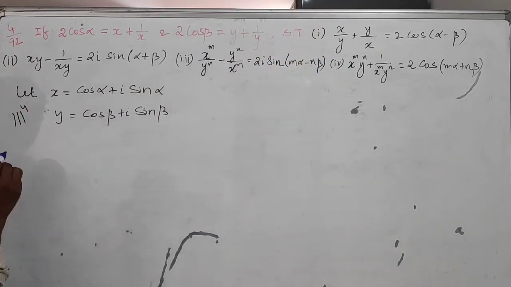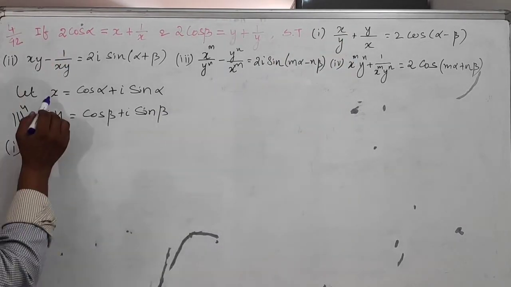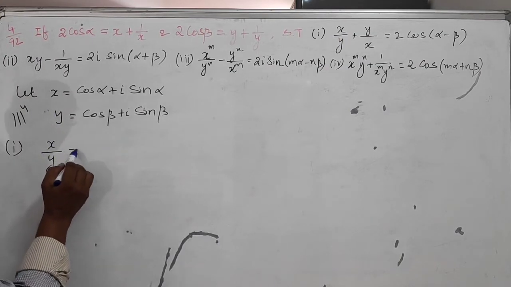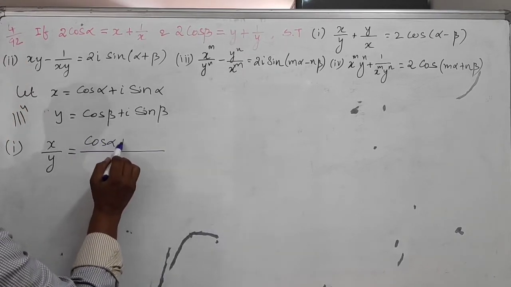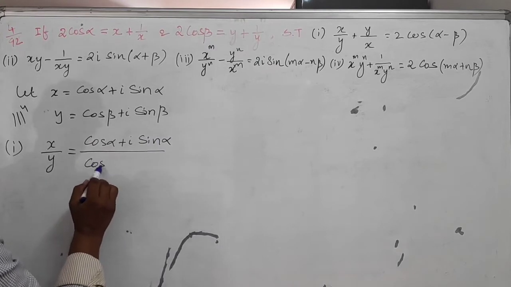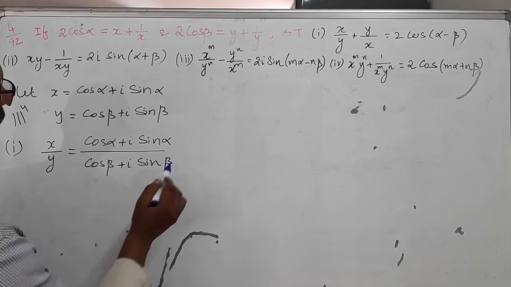Now let us see the first subdivision. First we need to find x by y. x is this and y is this. We can find x by y. x by y is equal to cos alpha plus i sin alpha over cos beta plus i sin beta.